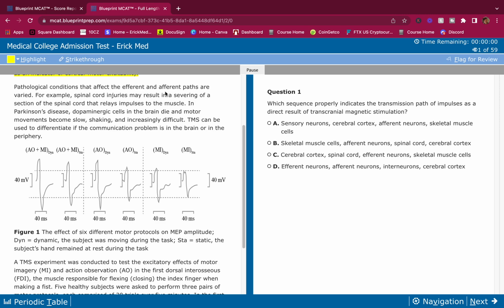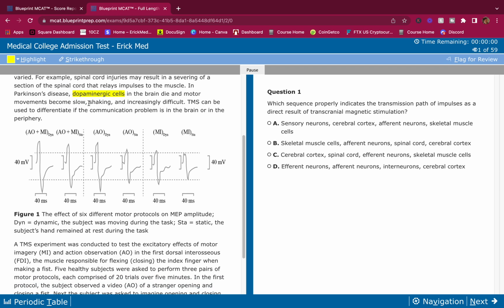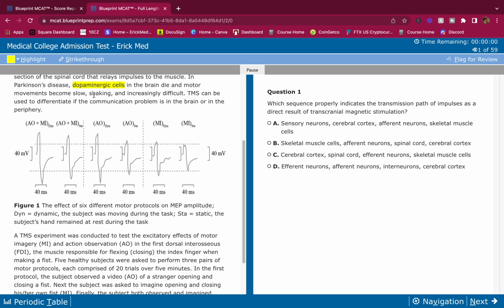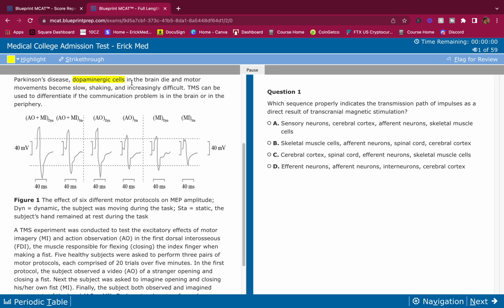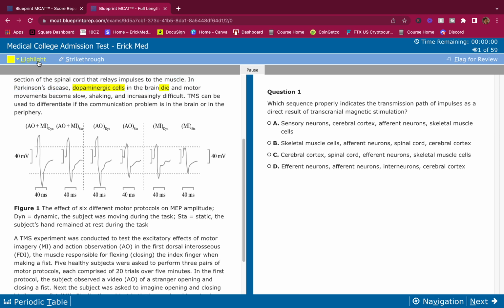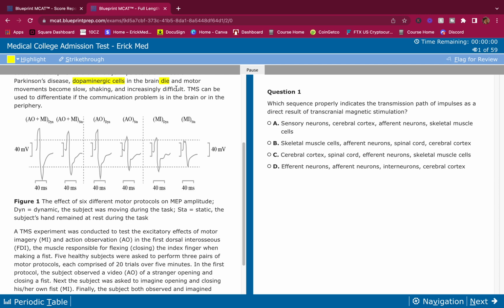Pathological conditions that affect the efferent and afferent paths are varied. For example, spinal cord injuries may result in a severing of a section of the spinal cord that relays impulses to the muscle. In Parkinson's disease, dopaminergic cells in the brain die and motor movements become slow, shaking, and increasingly difficult. I kind of knew from my content review that it's the dopaminergic cells. When these die, it causes Parkinson's disease. But I'm going to highlight it because what they say in the passage is always correct. It doesn't matter if my content review said, maybe it was dopamine and serotonin. No, whatever they say in the passage is correct. So Parkinson's disease is caused by dopaminergic cells dying. That's it. And because of that, the movements become slow, shaking, increasingly difficult.